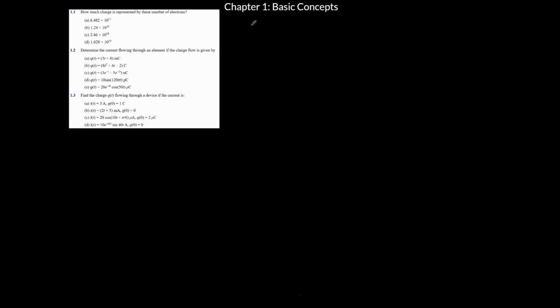So basically we're going to be using the fact that our charge is going to be equal to the number of electrons multiplied by the Coulomb charge of one electron. And the Coulomb charge of one electron is going to be negative 1.602 times 10 to the negative 19 coulombs.